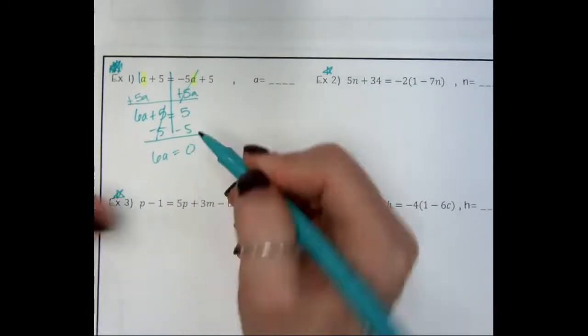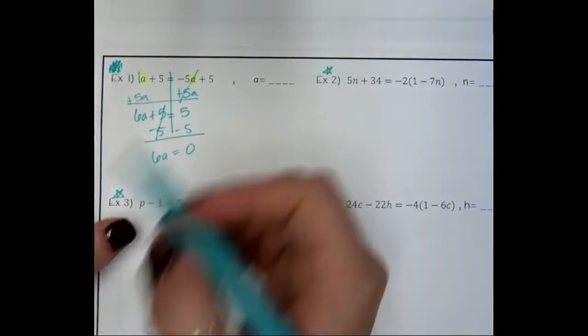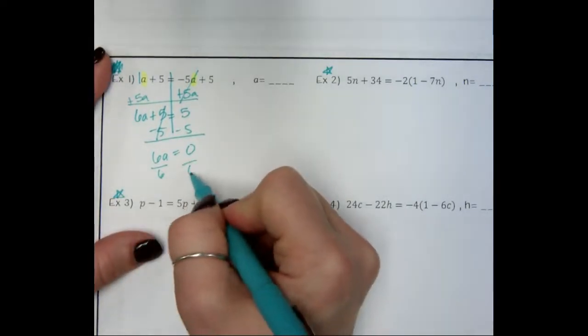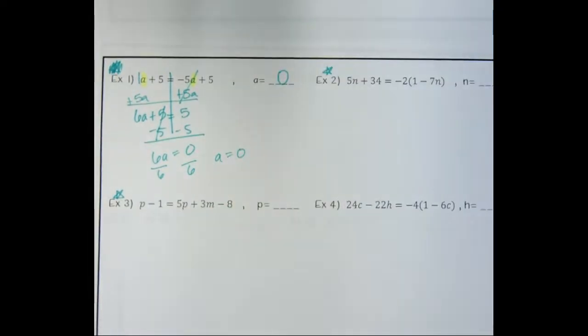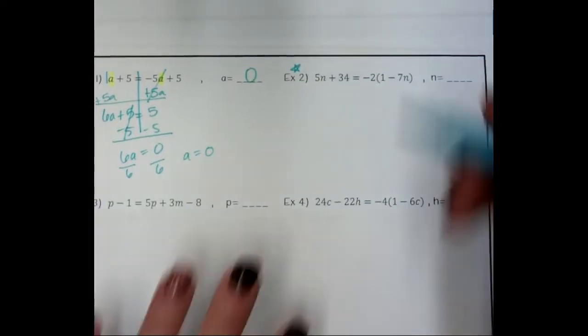Yikes, we got another 0. That's okay. We're going to divide by 6, and A equals 0. That's totally okay. Okay. So let's think through this one. You're going to do it yourself, but let's think about it first.